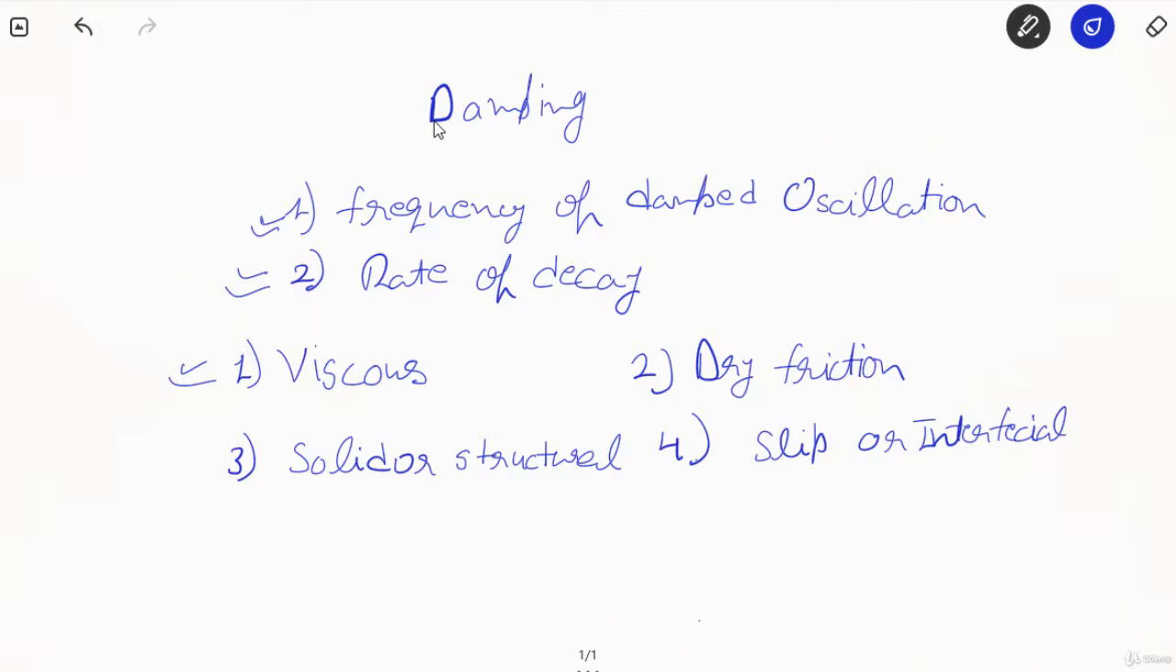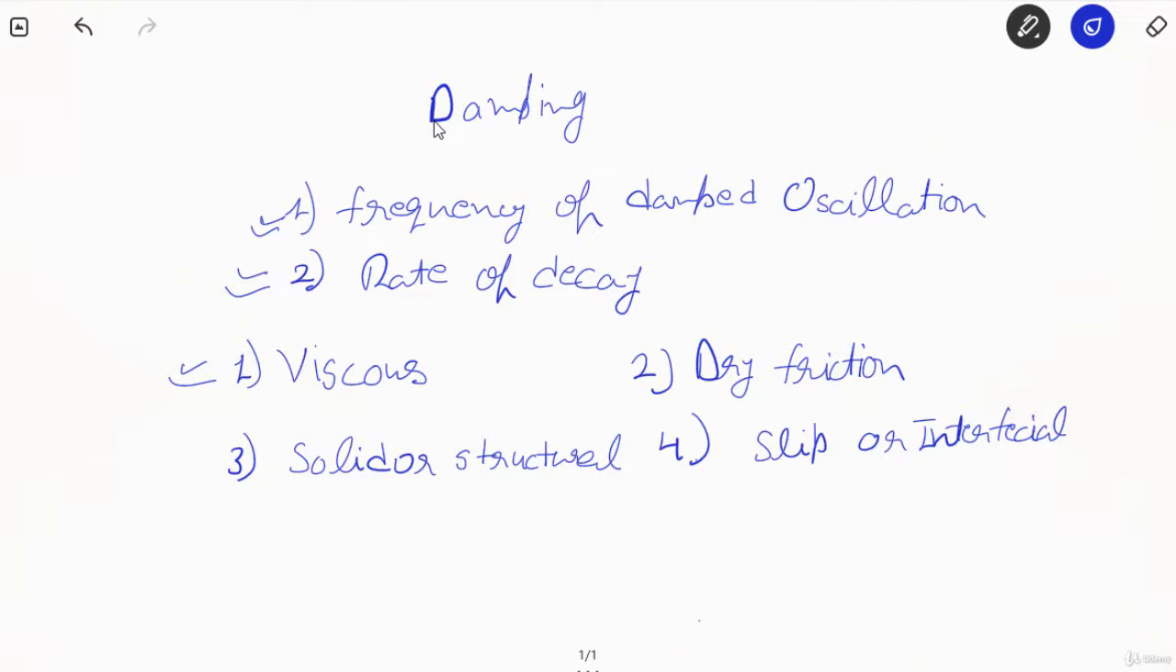The second one is dry friction damping. As its name suggests, this occurs when two parts rub against each other and those parts are dry, not lubricated. This is the difference from viscous damping. The damping resistance in dry friction damping is practically constant, and it does not depend upon how fast or slow the two parts are sliding over each other, right?